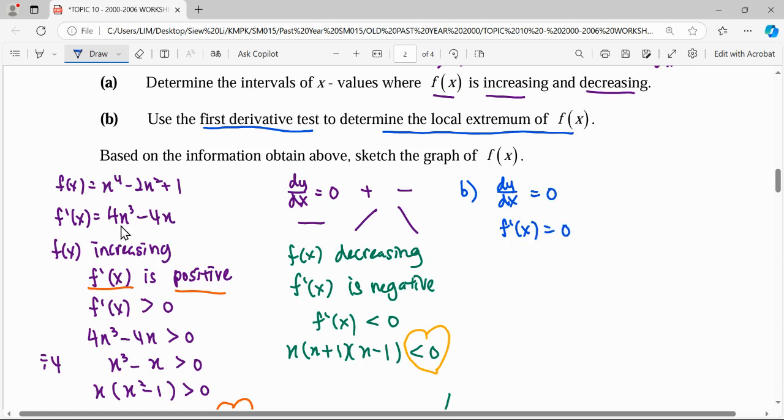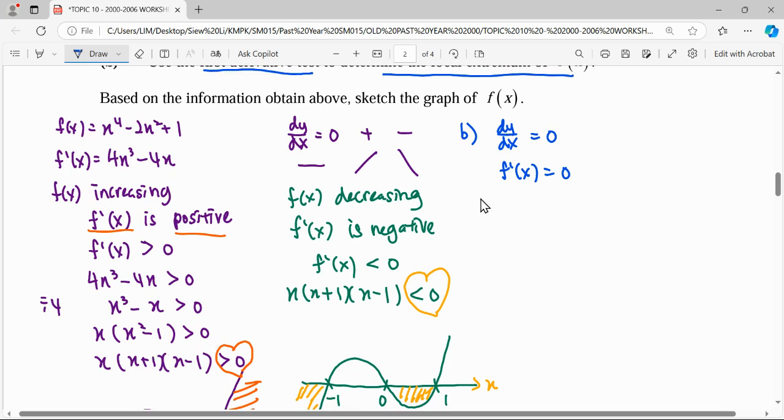So f'(x) we already found, which is this. We have factorized f'(x), which gives x(x + 1)(x - 1) equals 0. We can see that we have 3 stationary points here.